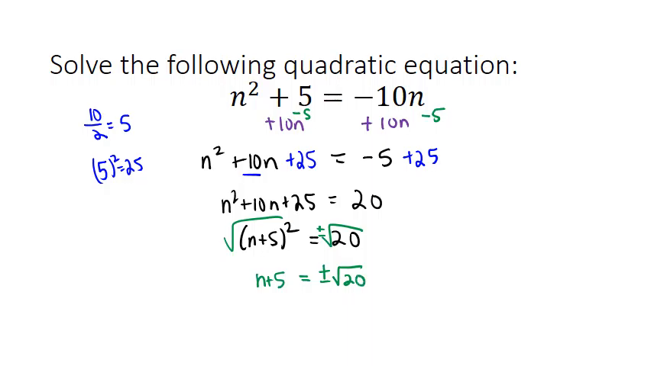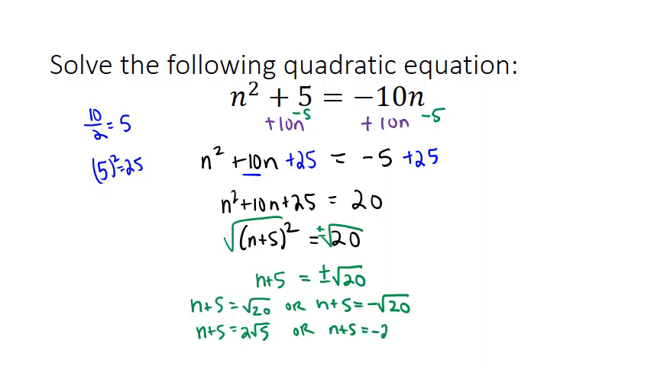At this point, I'm going to write it as two equations. N plus 5 equals positive root 20, or n plus 5 equals negative root 20. Now I can break up root 20, so I have n plus 5 equals 2 radical 5, or n plus 5 equals negative 2 radical 5.